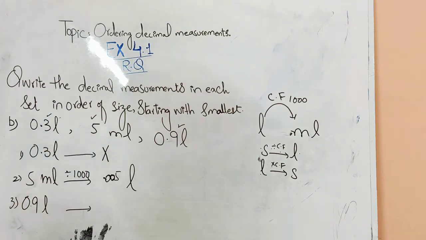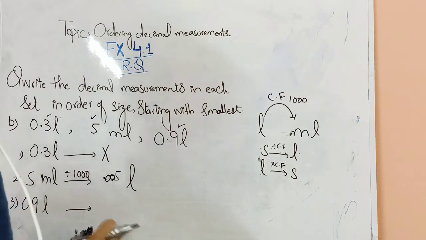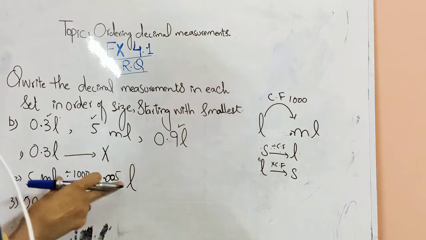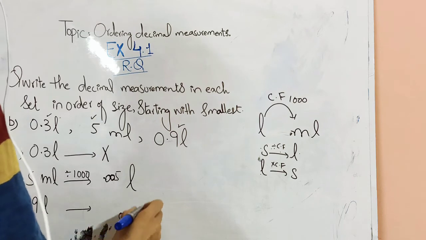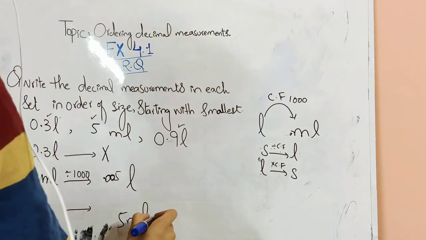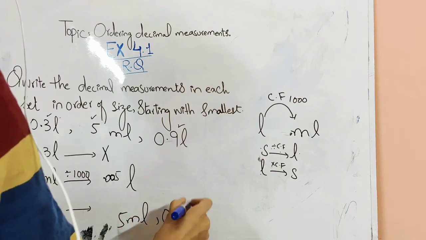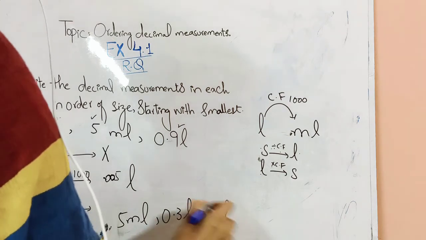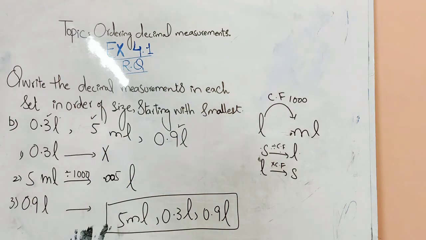For this purpose, we have to see which one is the smallest value. We will not write the converted value; we will write the actual value. The 5 milliliters is smaller, then 0.3, then 0.9 liter. So this is how we can order from smallest to largest.